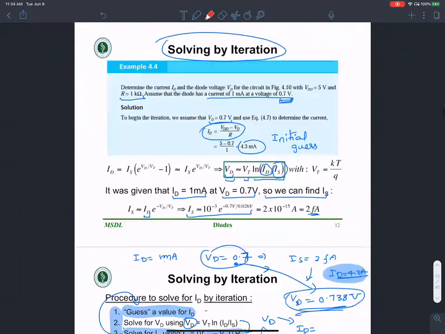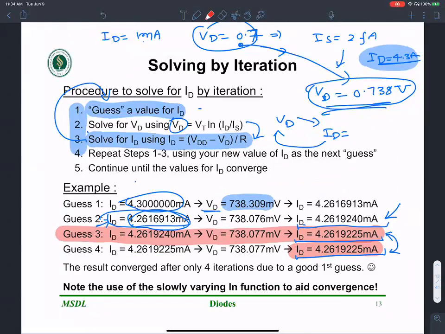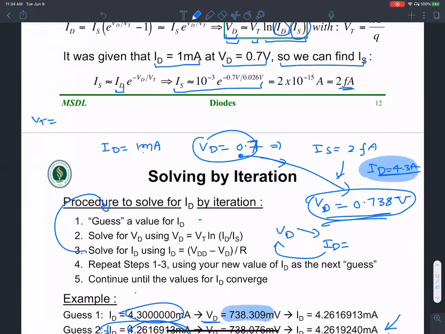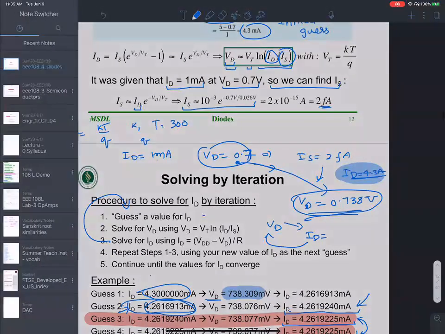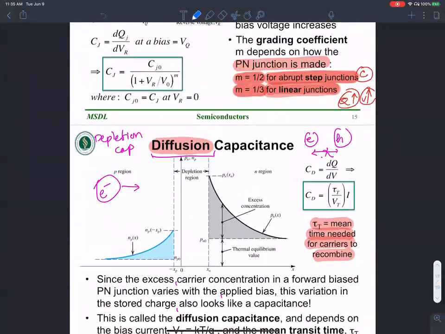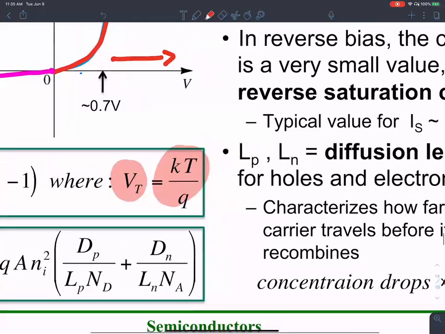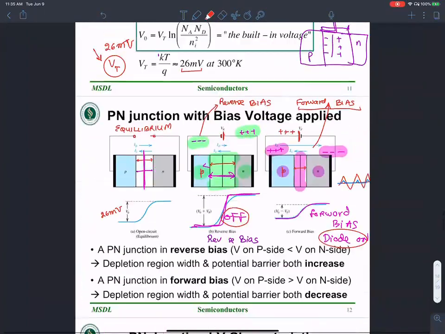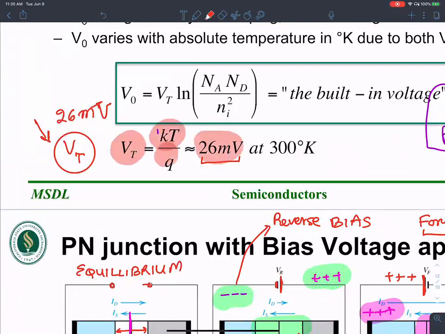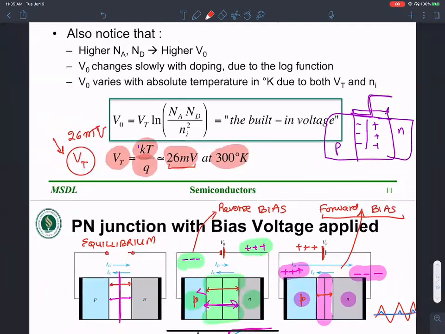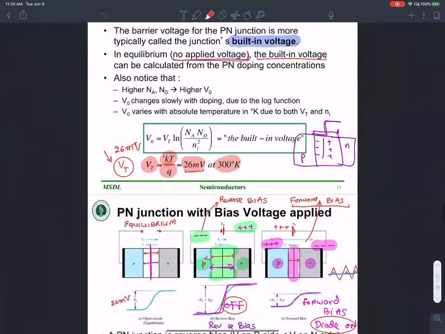Professor? Yes. Why did you use 26 millivolts for VT on the equation above? Remember, VT is kT over q. k is the Boltzmann constant, T is the room temperature, and q, little q, is the charge of an electron. All of these are known values. Let me go back a touch to chapter 3. You should remember this kT over q somewhere. VT is kT over q, and it comes out to be 26 or 25 millivolts when you plug in the values. At 300 Kelvin, room temperature, its value is 25. Okay, thank you.